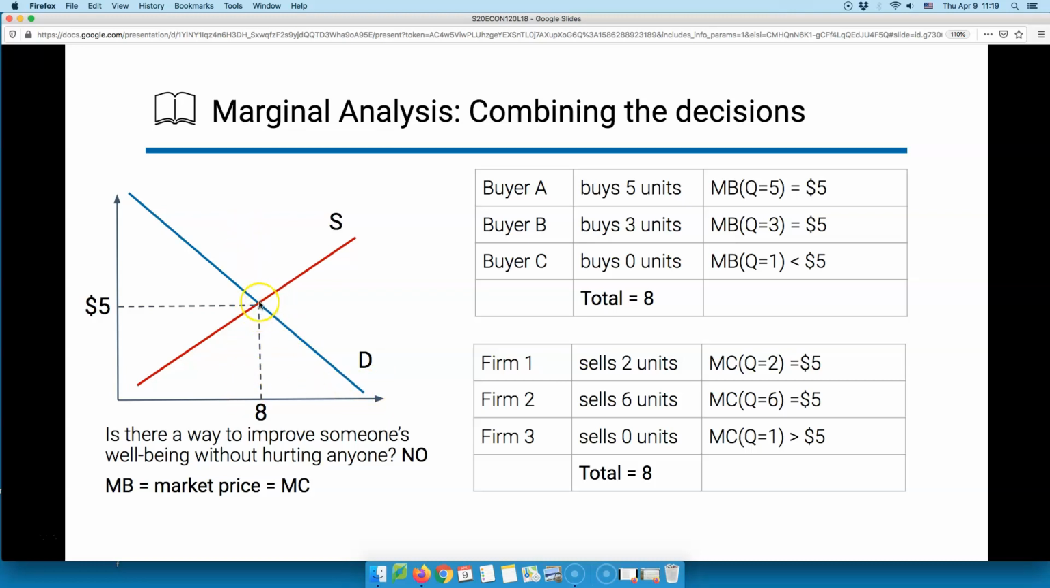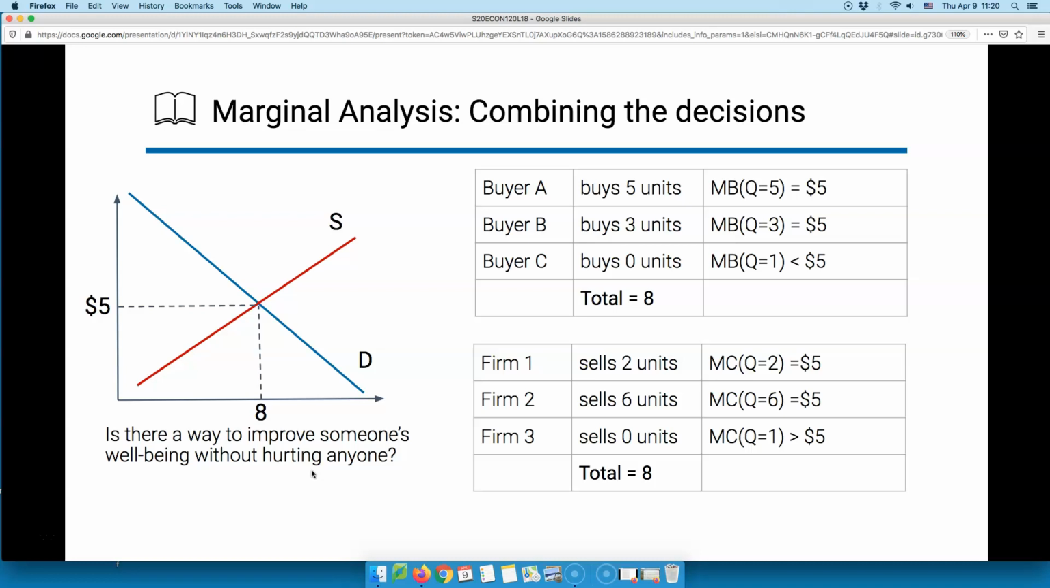And so the meeting point, the intersection of demand and supply, which we determined would be the equilibrium prediction in that model, is where the marginal benefit of consumption of the last unit meets the marginal cost of the production of the last unit. So when we talk about market efficiency, and I apologize, I'm going to jump back here. The real question that we're asking is: is there a way to improve someone's well-being without hurting anyone?